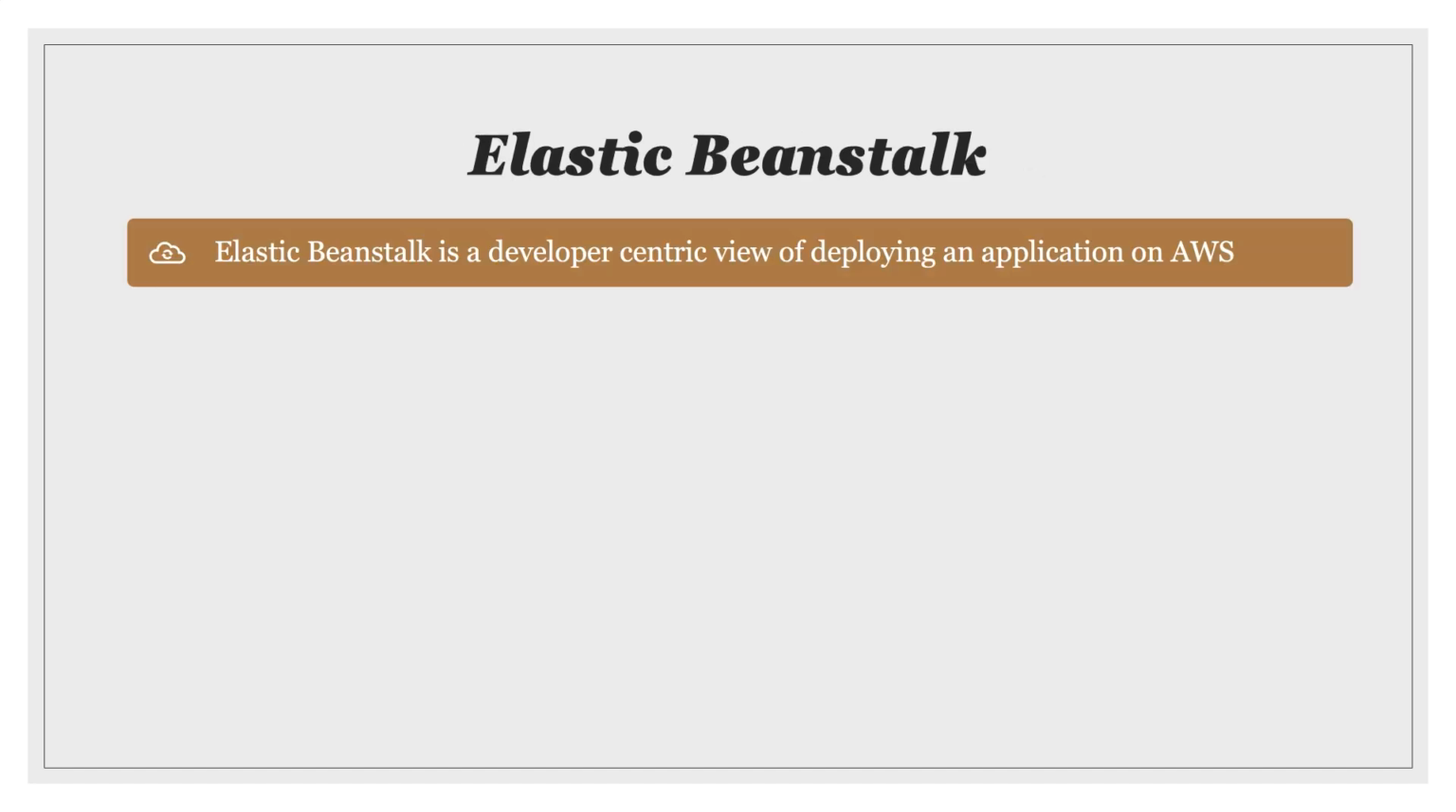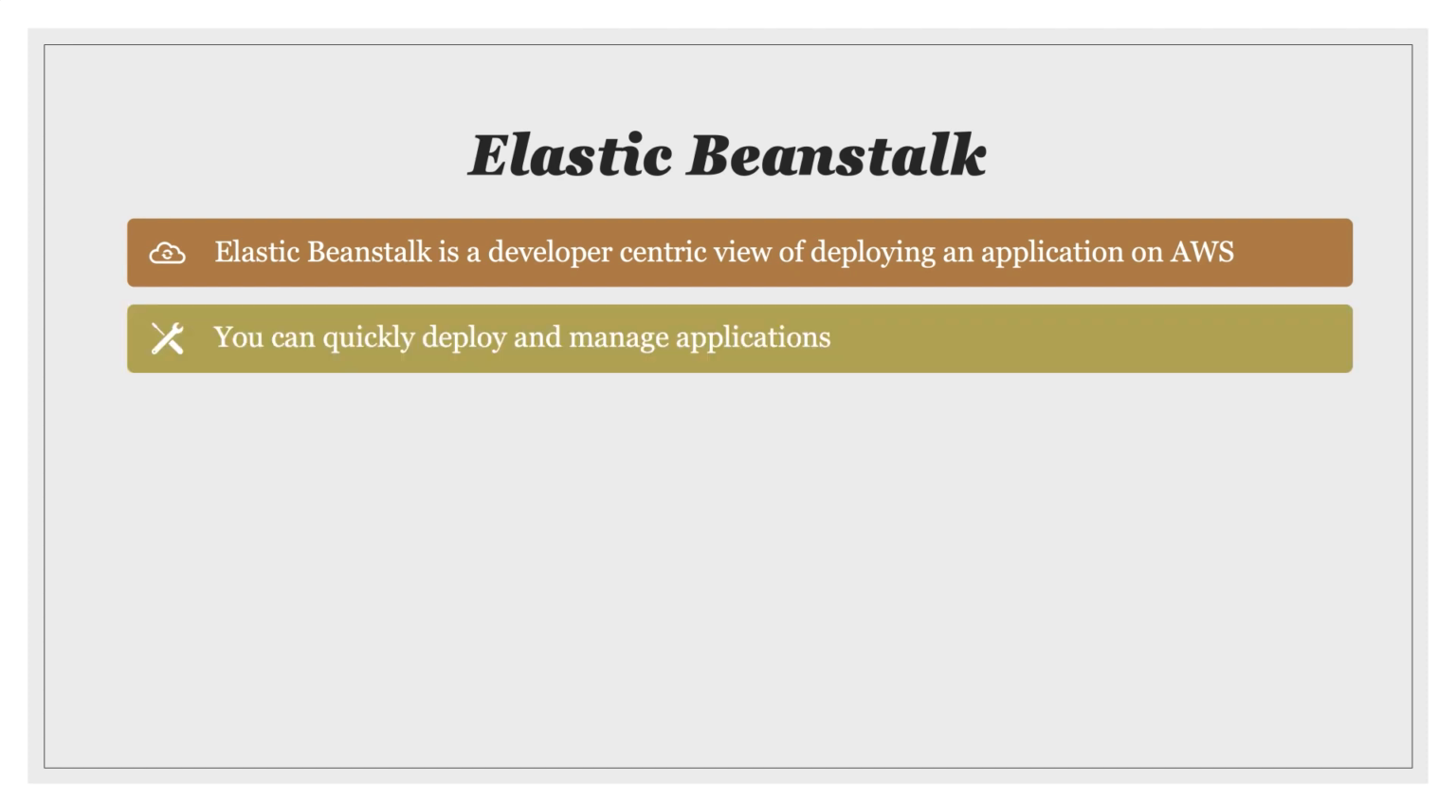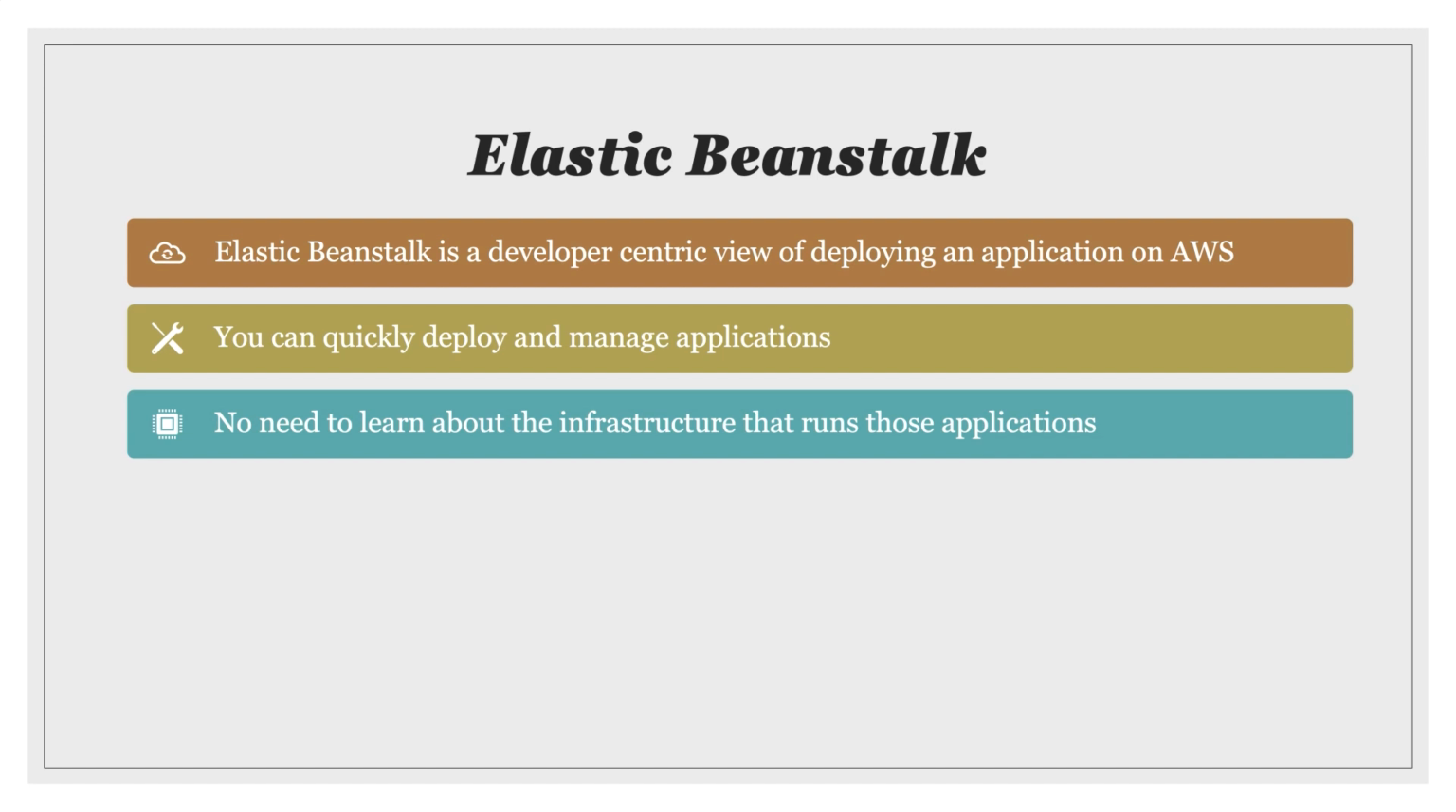What is Elastic Beanstalk? It's a developer-centric view of deploying an application on AWS. You can quickly deploy and manage applications. You don't have to look into the infrastructure. You don't have to learn about the infrastructure components like EC2, load balancers, auto-scaling groups, Elastic IPs, and so on, that run those applications. So you just manage your applications and you don't have to look into the details or complexities of the infrastructure.